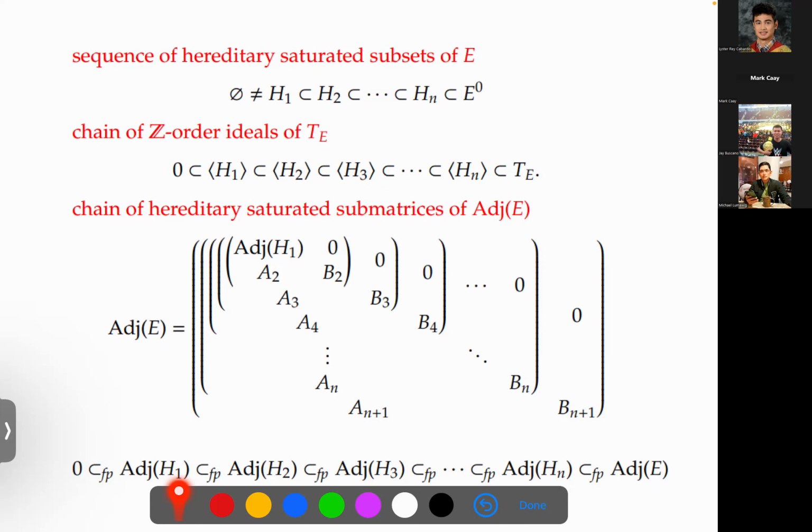What is the length? In this case, I have n sets. Here I have n Z-order ideals, and here I have n submatrices. So what is n? Maybe we can instead look at the sets themselves, because maybe they're not unique. Maybe n is unique. Let's see.